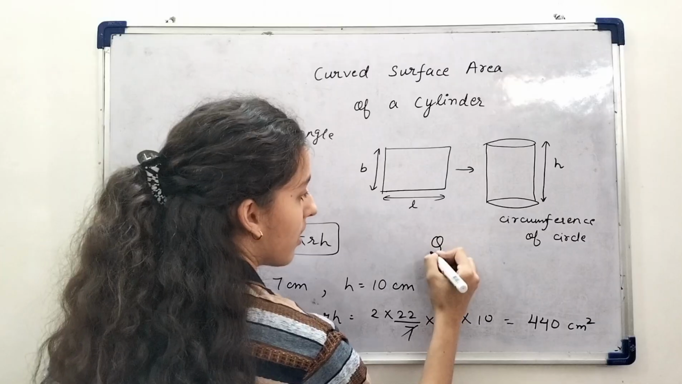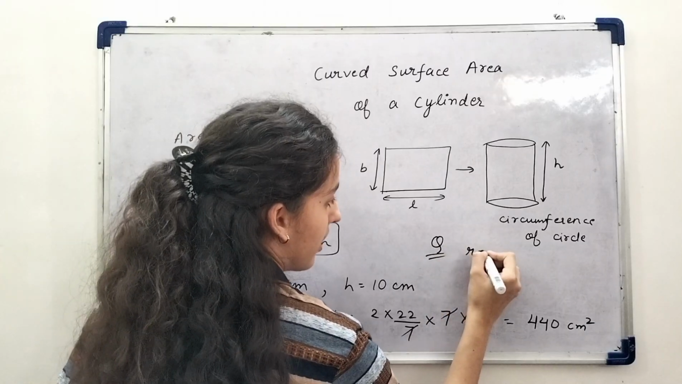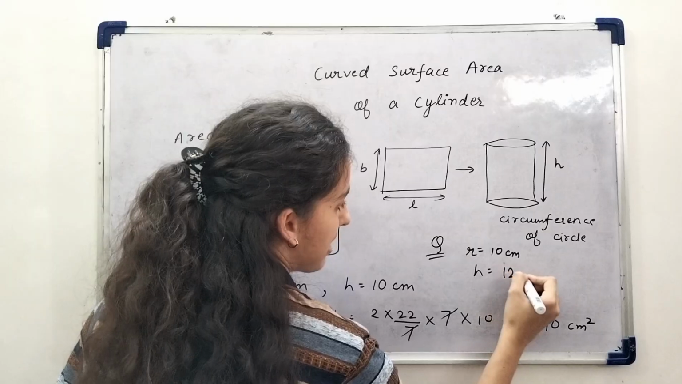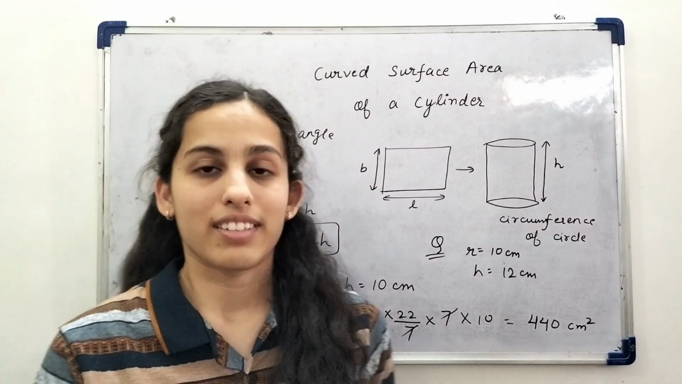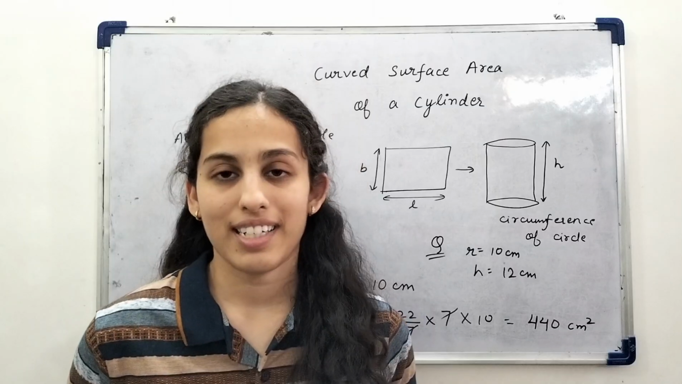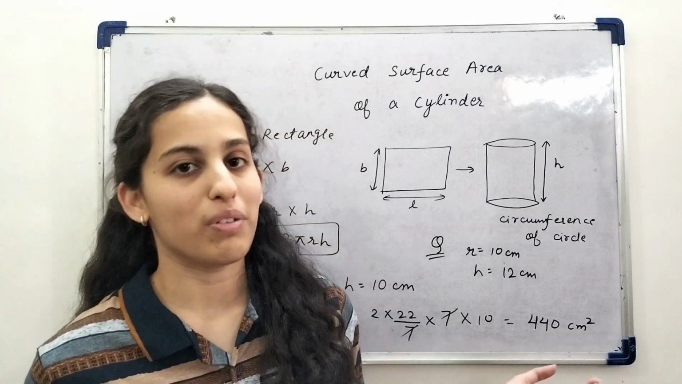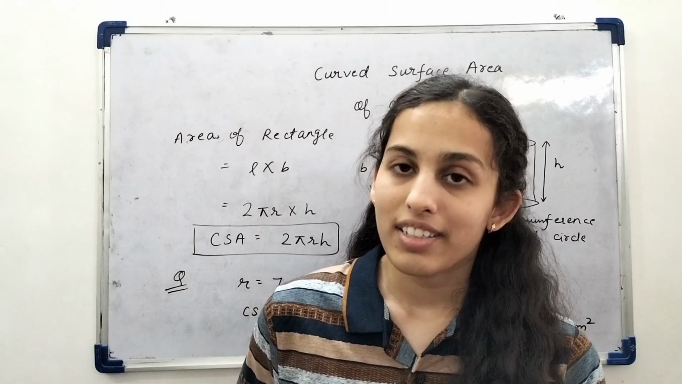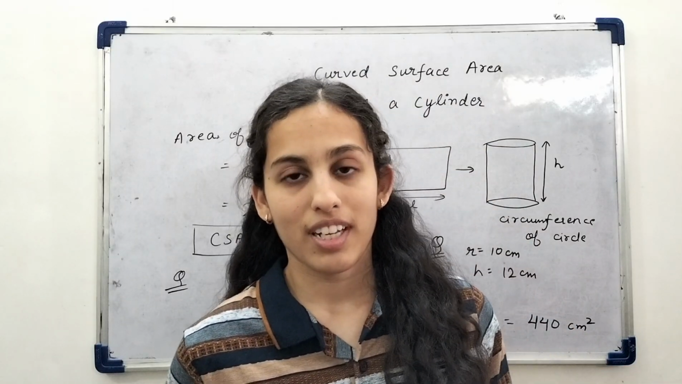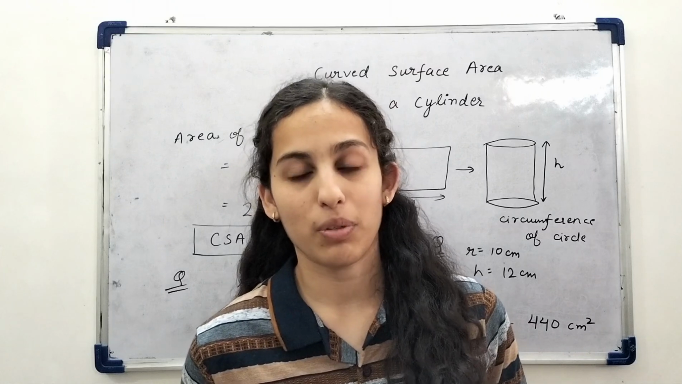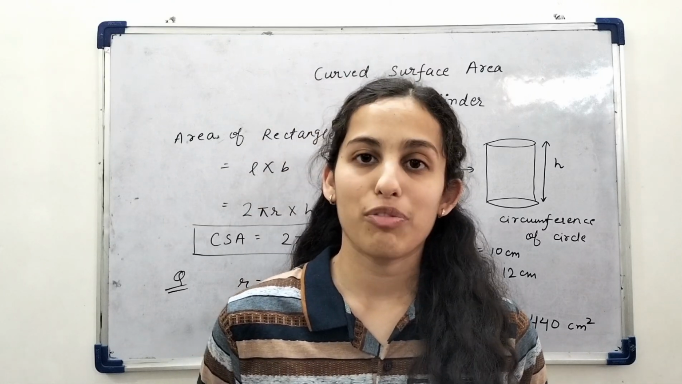Let's find this. The radius is 10 centimeter and the height is 12 centimeter. This question is for you. Let's solve it as soon as possible or solve it at home. So today we have discussed the cylinder, its curved surface area, and why the formula is 2 pi rh, we have derived also. So that's it for this class.